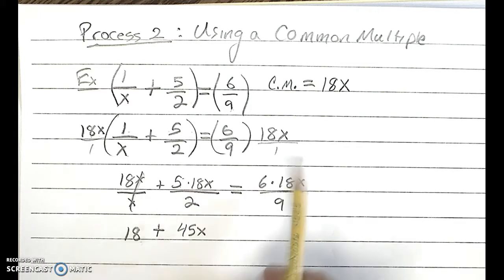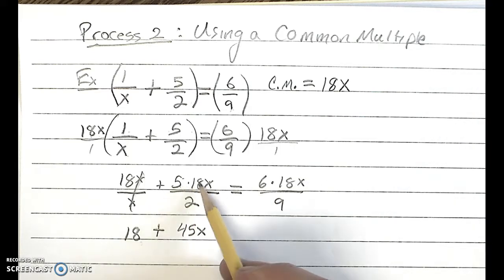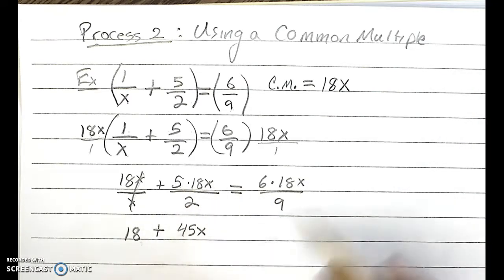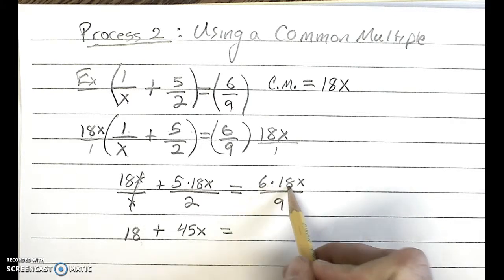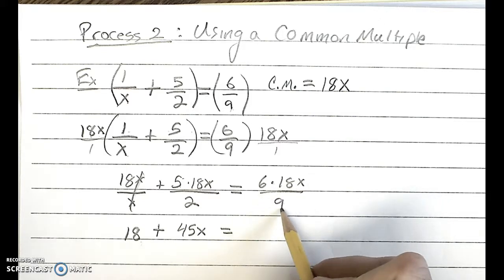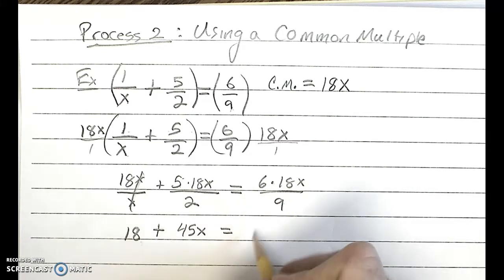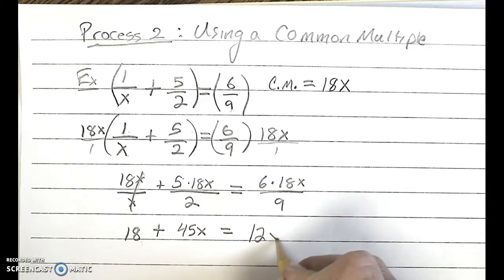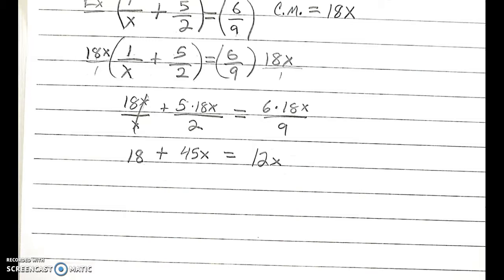Right? Or you could actually take 5 times 18 divided by 2. It's going to be 5 times 18 is 90, divided by 2 is 45. That's where we get that number. And then 6 times 18x divided by 9. Again, 18 divided by 9 is 2, so 6 times 2 is 12x. And now we're solving this equation this way.